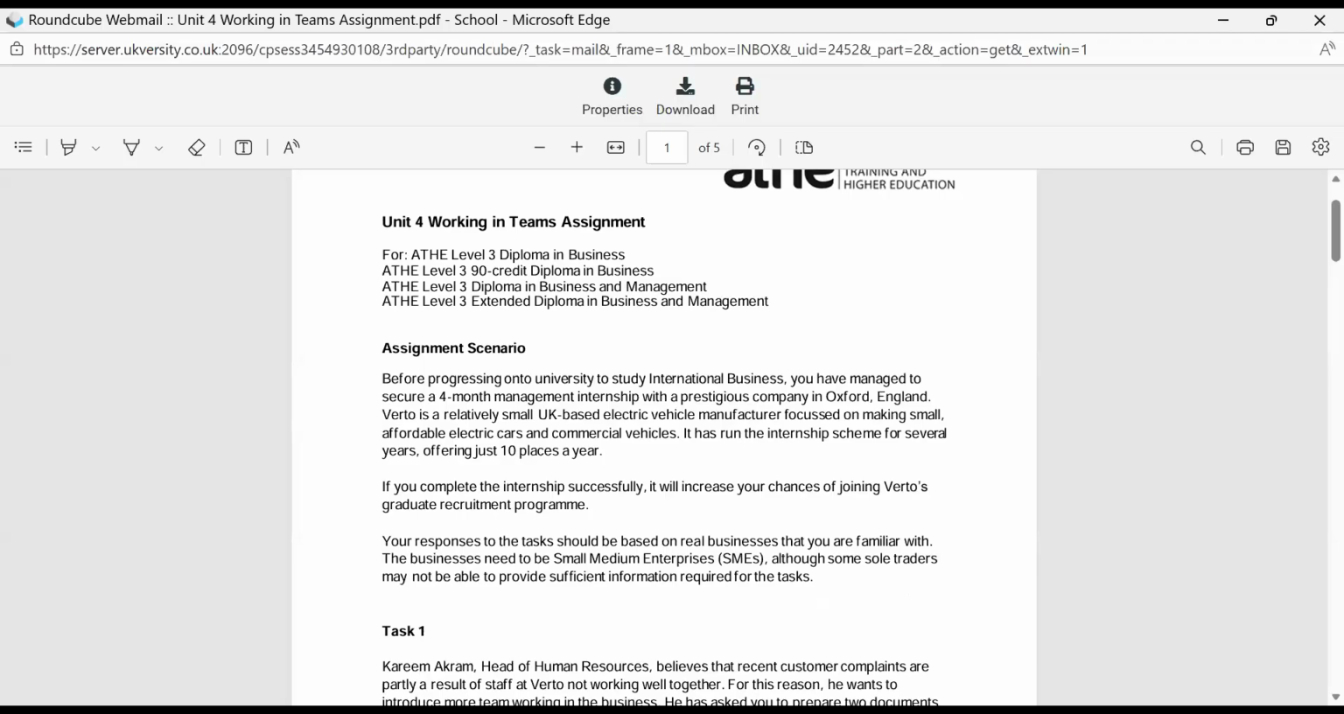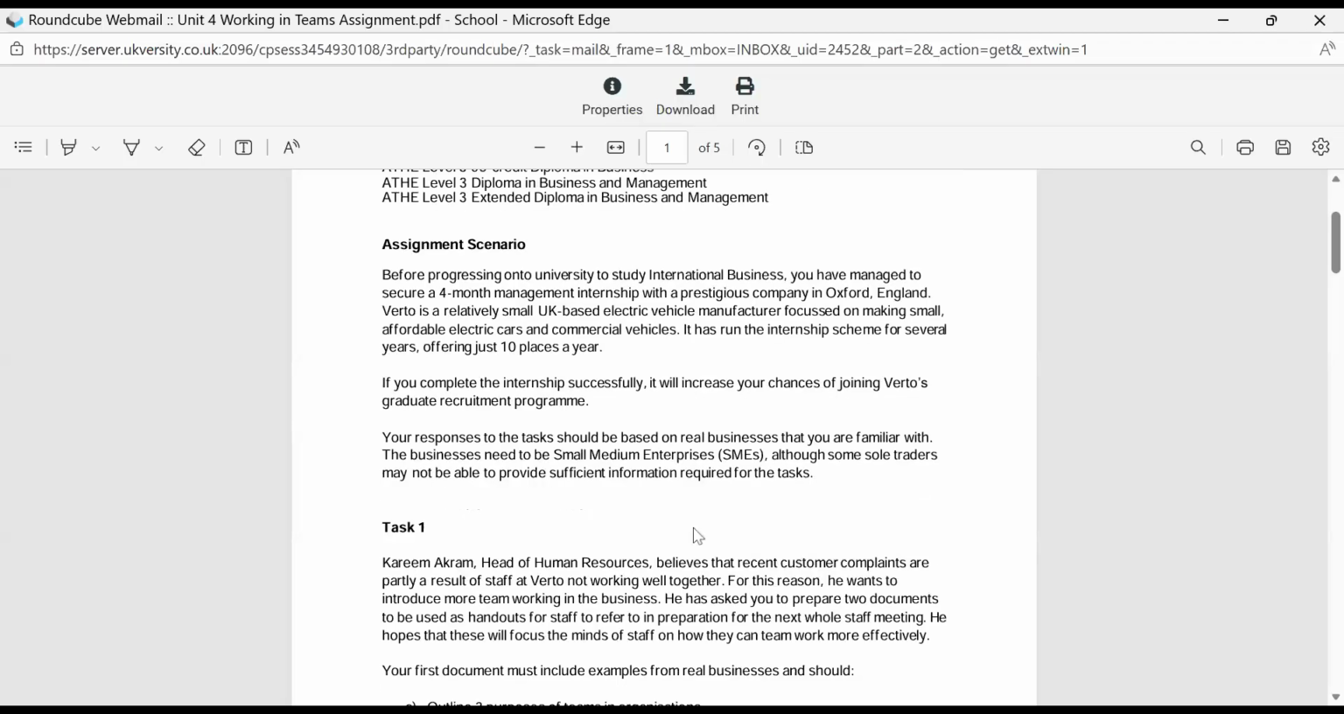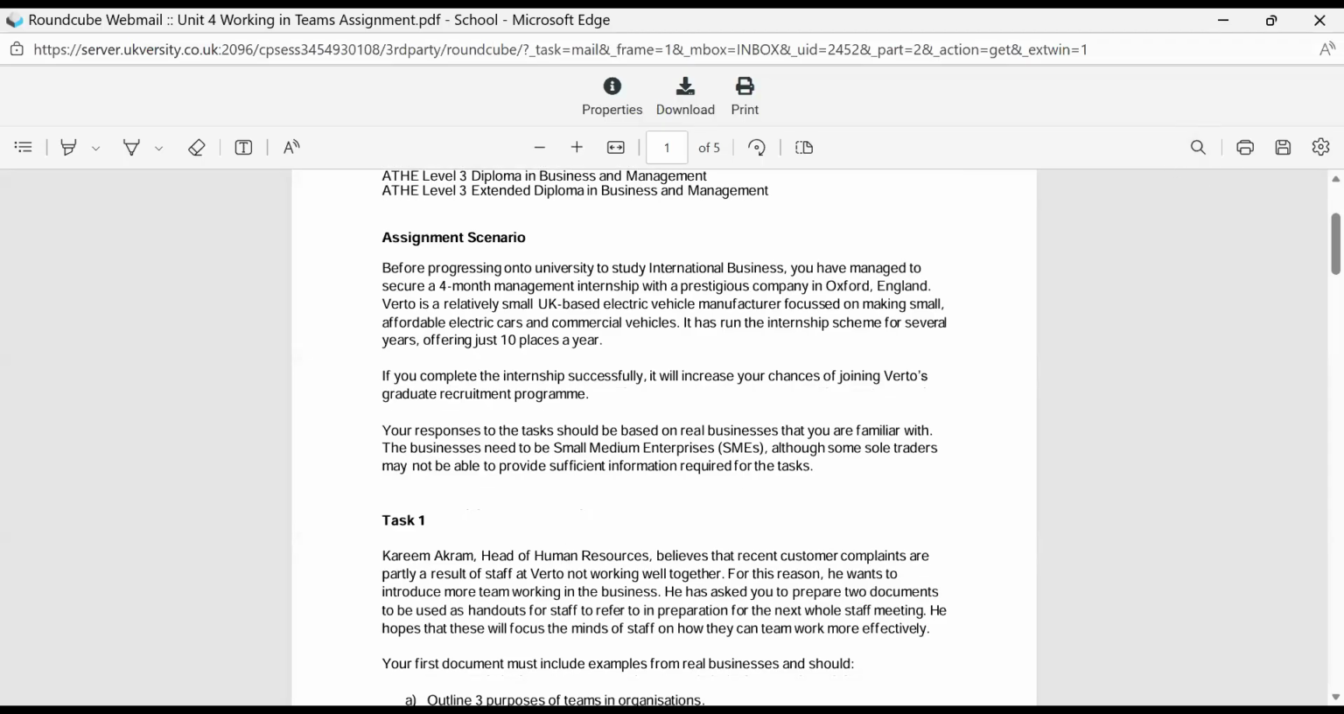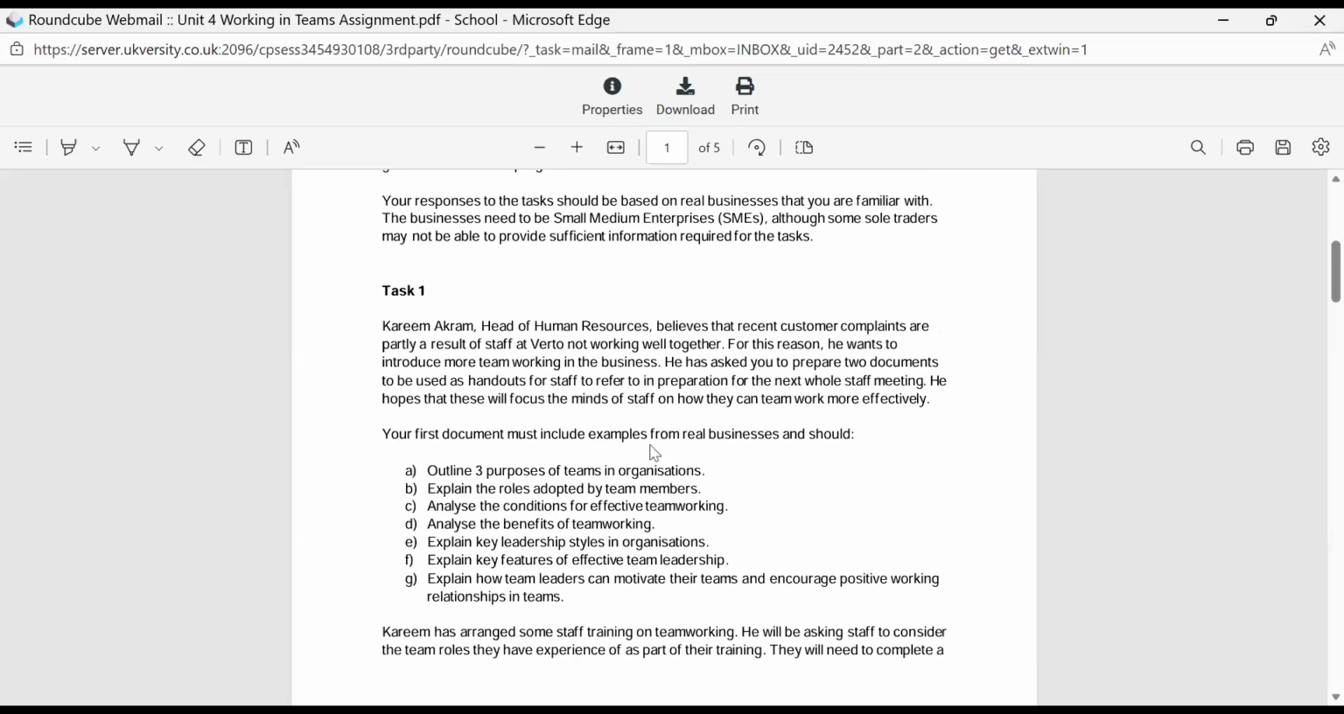It's assignment. It tells you the unit name, working in a team. It tells you the awarding body, which is ATHE, and it tells you the credits and which course it's for as well, okay? Then it actually goes through the assignment scenario, which I've given you on Moodle as well, on the actual slide. So I've just copied everything from that. It's also looking at the scenario, and it's also looking at the tasks. What is expected of you in the task? So the scenario is there, then it looks at the task.